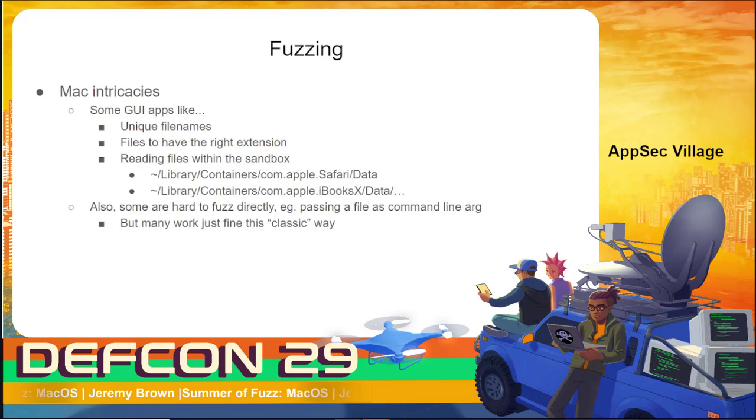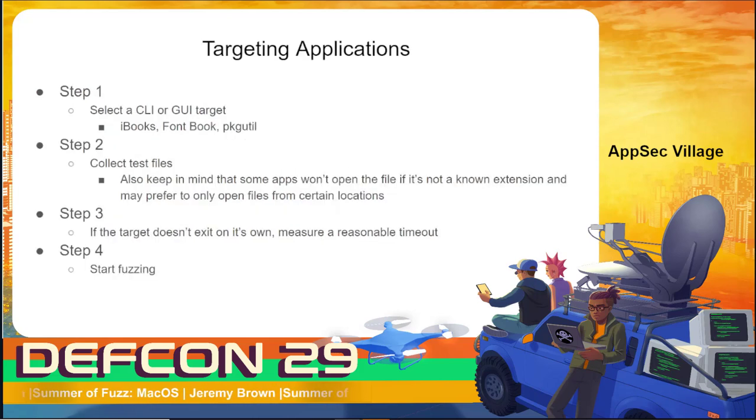And again, with reading files within the sandbox, you may need to place the test cases in a certain folder, which of course is an easy command line thing to do. But some things are just hard to fuzz directly. Sometimes passing a command line arg, the app just won't accept it. It wants it through another piece of plumbing, through IPC, for example. But many of the classic apps and a lot of the stuff on Mac still work as command line apps, so there's still quite a bit of attack surface to tackle there.